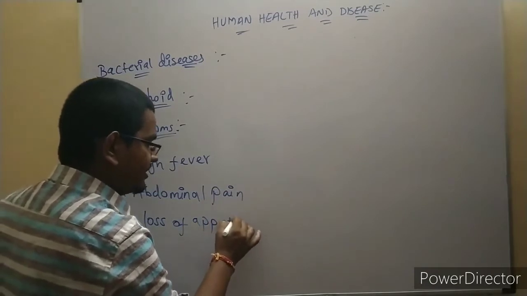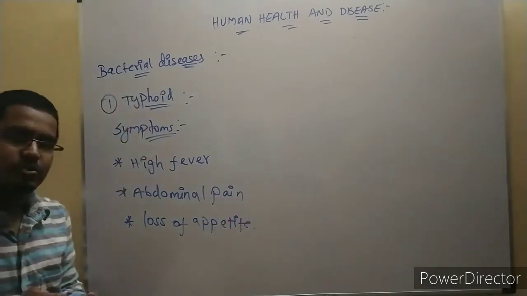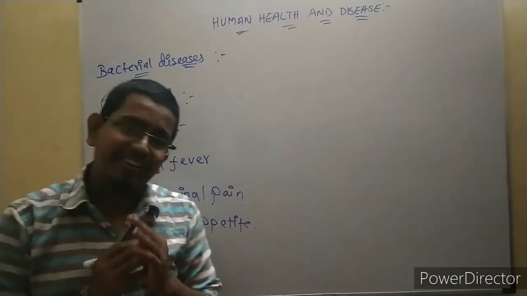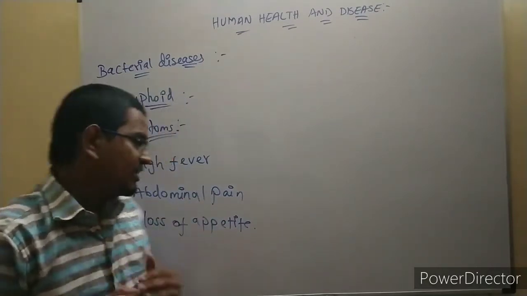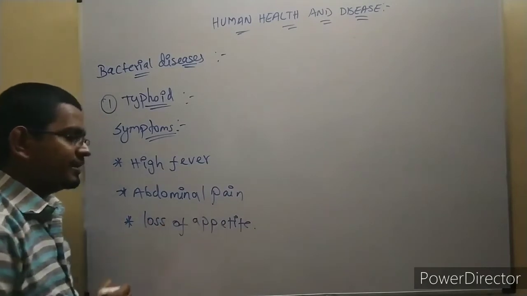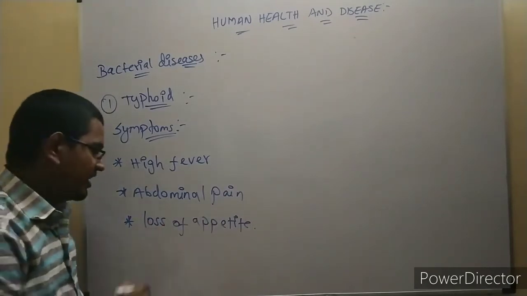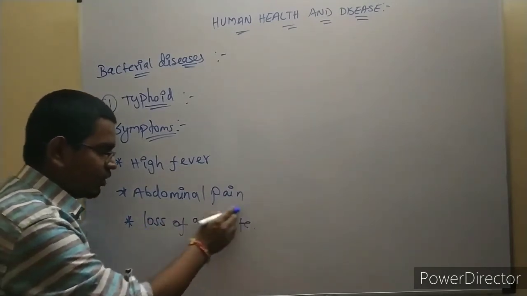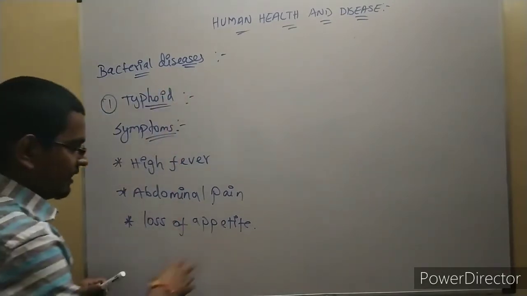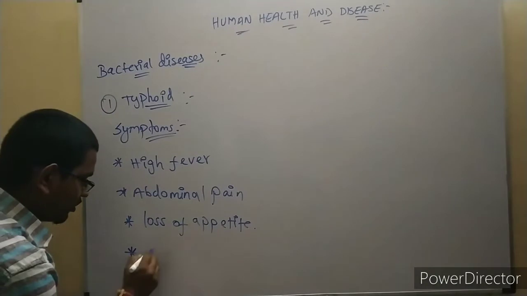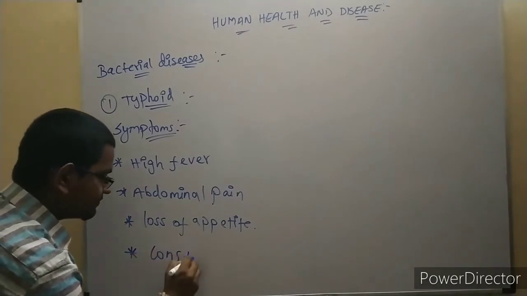As I told already in the first class, what is loss of appetite, students? Loss of appetite means the hungriness will decrease. That is what is known as loss of appetite. If your hungriness is decreasing, that symptom is indicating loss of appetite. So it is one of the symptoms of typhoid, loss of appetite. Constipation.